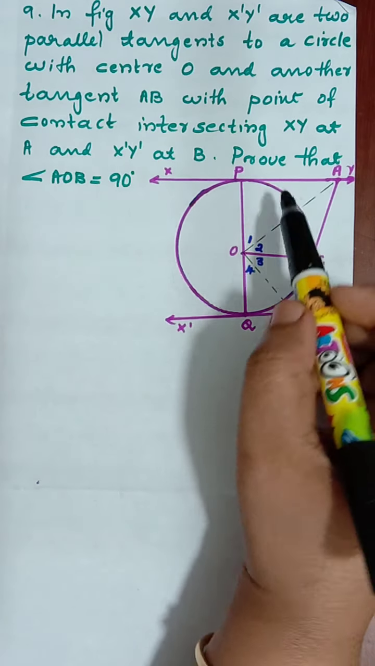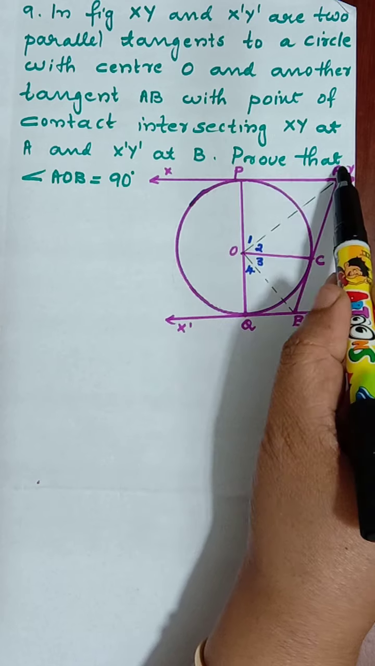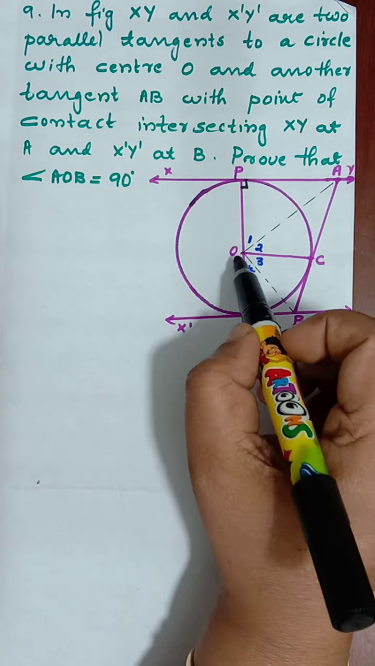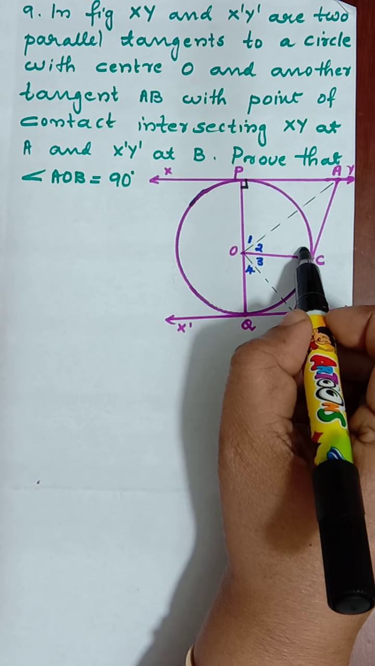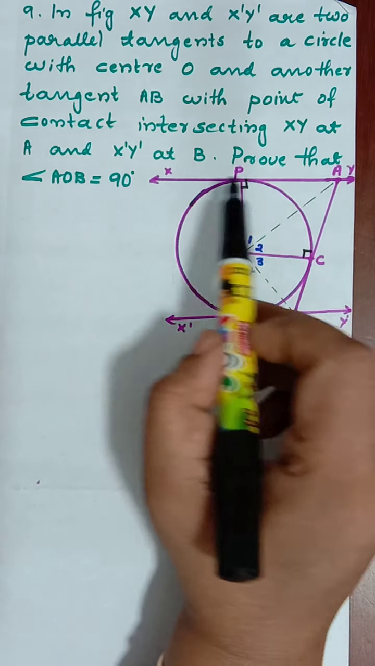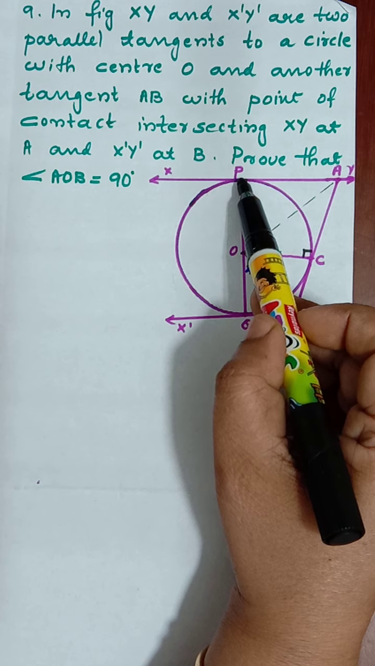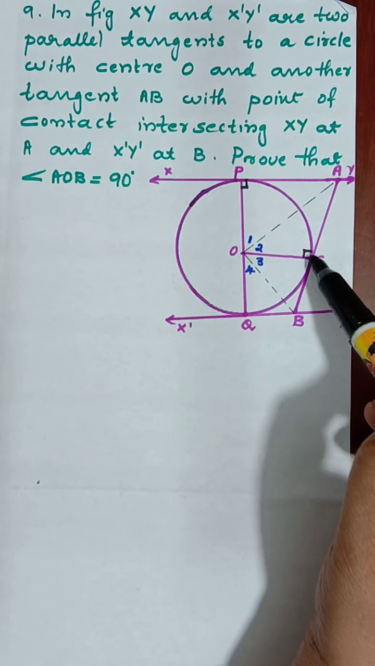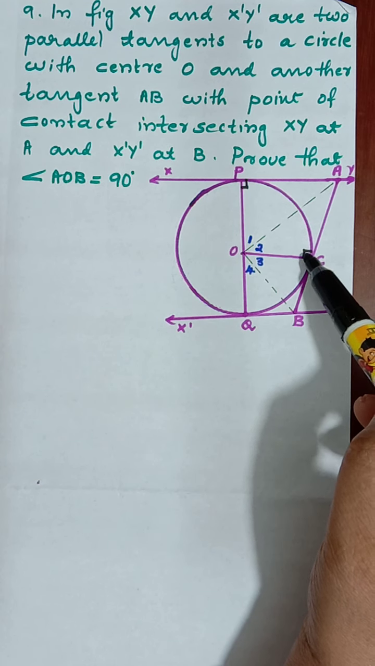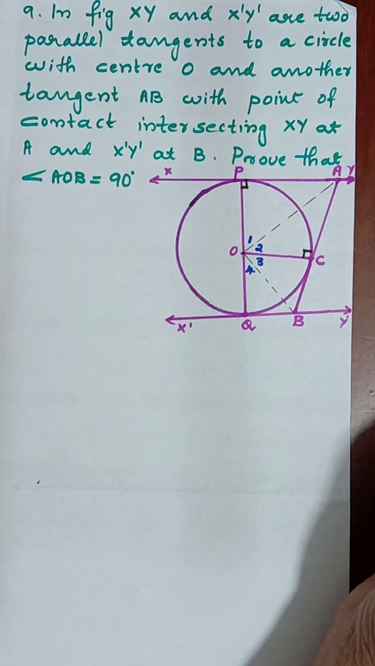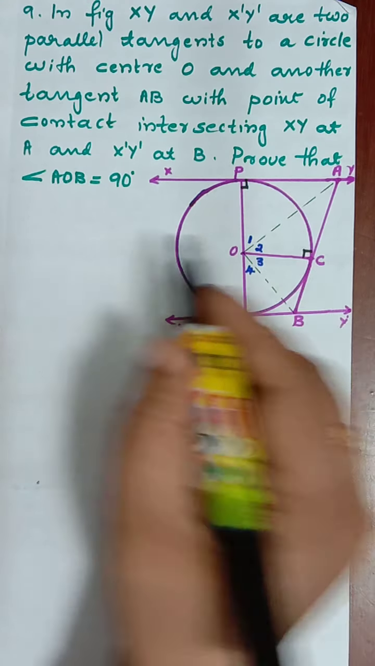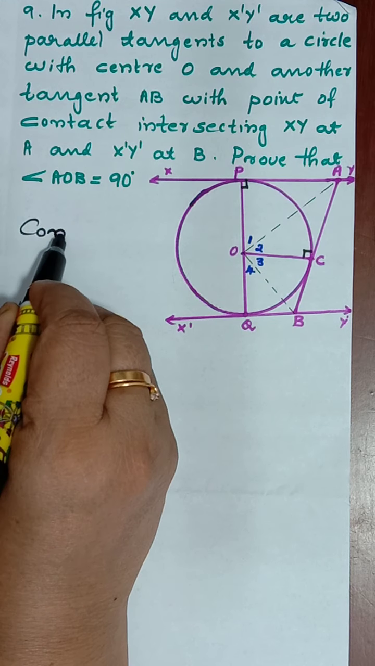We are going to consider triangle OPA. This triangle OPA is a right triangle. Similarly OCA. This is also a right triangle. Here XY is a tangent touching at the point P, so it's 90 degree. AB is a tangent touching at the point C, point of contact with the radius OC, so it is also 90 degree. Okay.